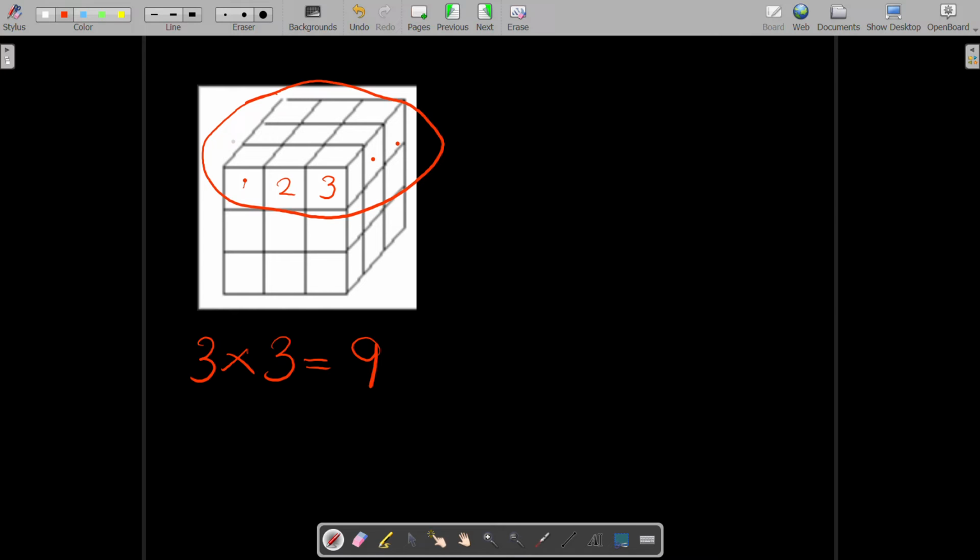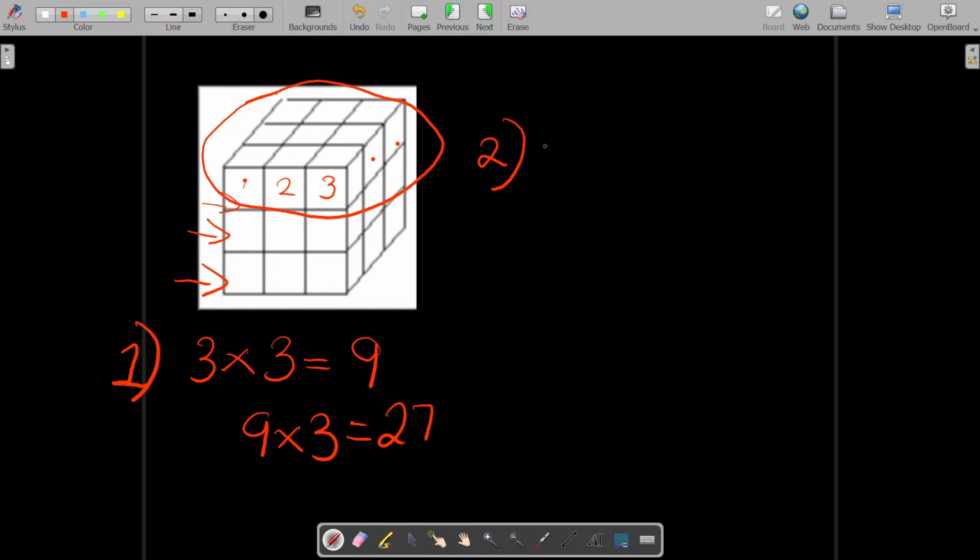And then how many rows of that do we have? We have 1 row right here, 2 rows right here, and 3 rows right here. So we would do 9 times 3, which is equal to 27. That's method 1. Now method 2 would be using the volume formula.